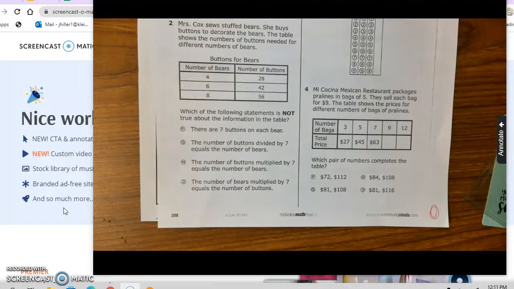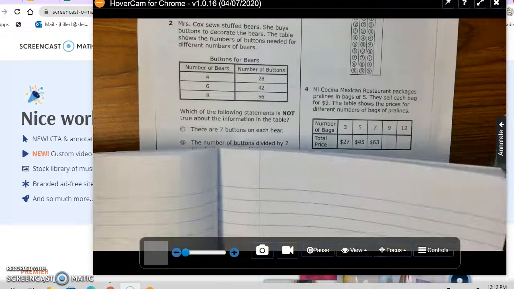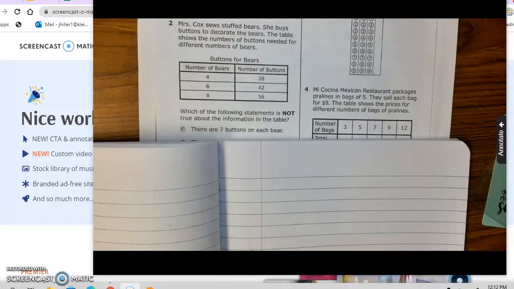On this question, I want you to make sure you have a piece of notebook paper. You can pause while you go get one, unless you already have some. All right, Miss Hiller went and got her paper because she's going to go one by one, just like if this was on the test, just like the test you took.